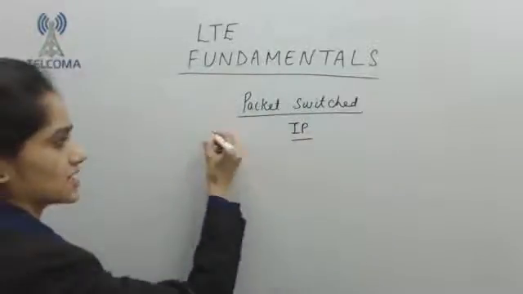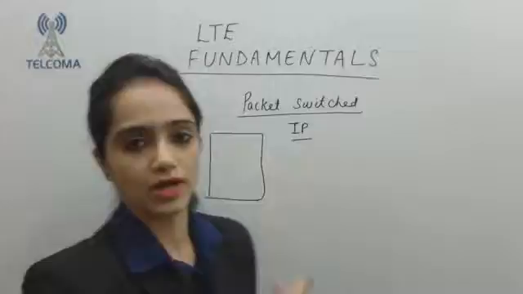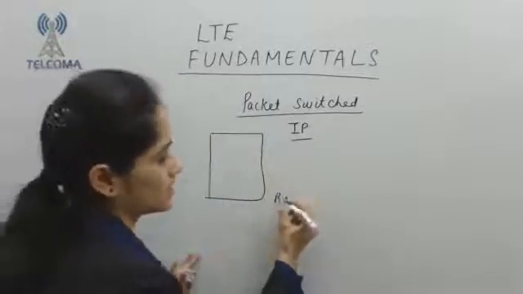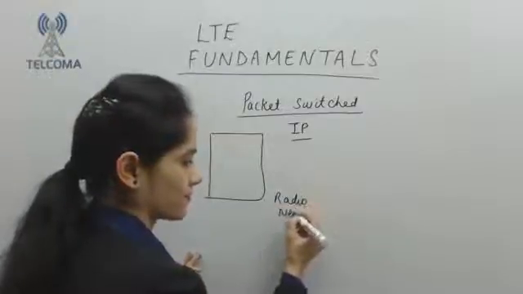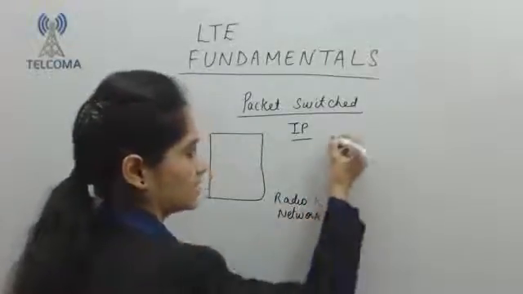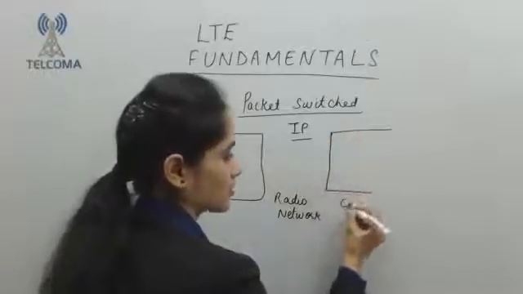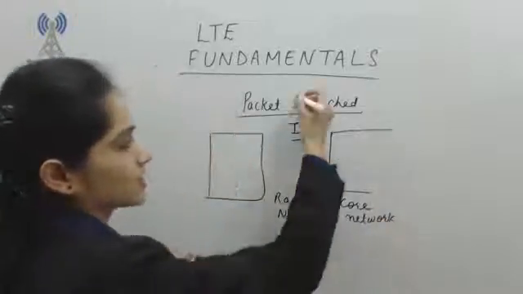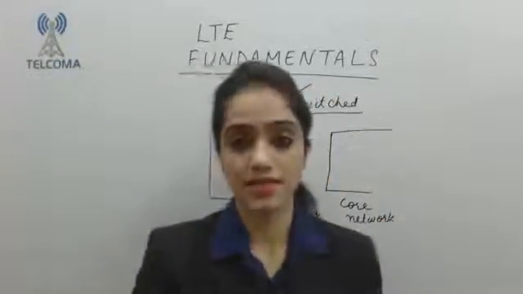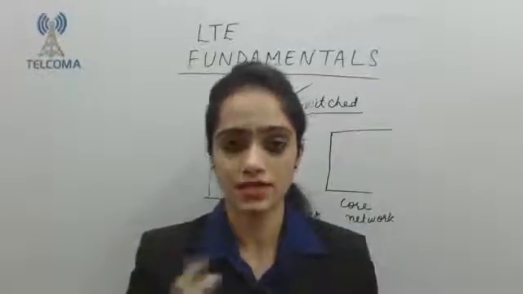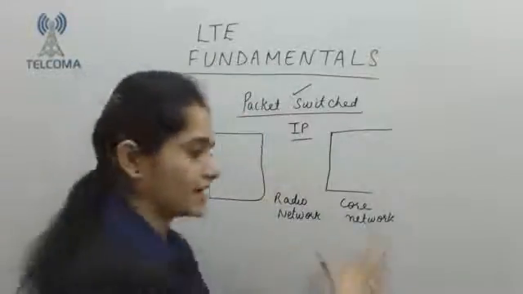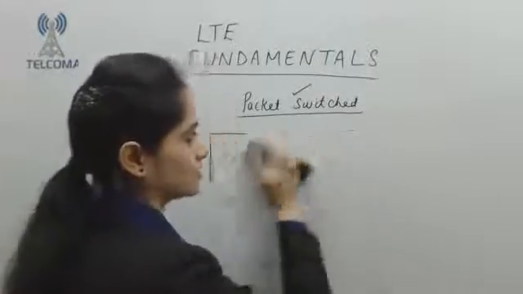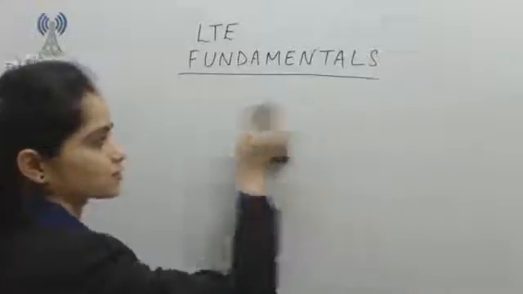Now what are the changes? Our basic architecture is always divided into two parts. The first one is the radio network and the next one is the core network. We want a fully packet switched network. That's why we have to evolve a new architecture with its own radio network and its core network. So evolution of a new architecture is there in our 4G networks.